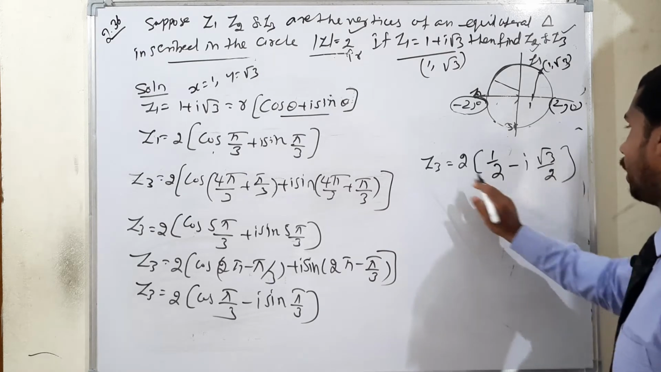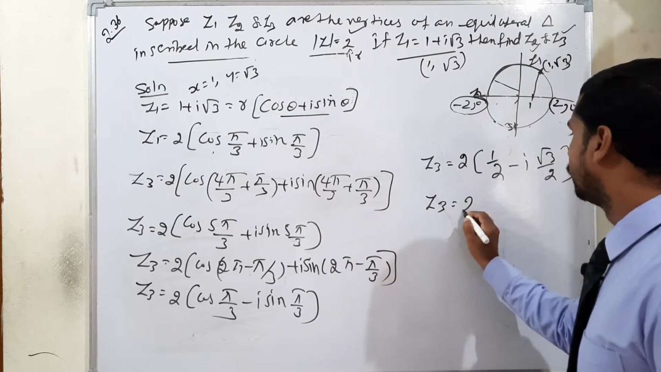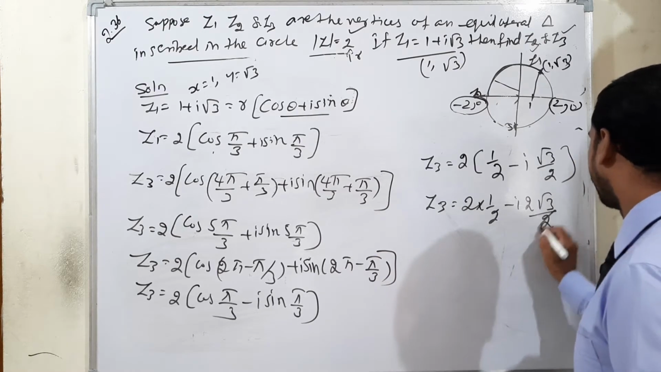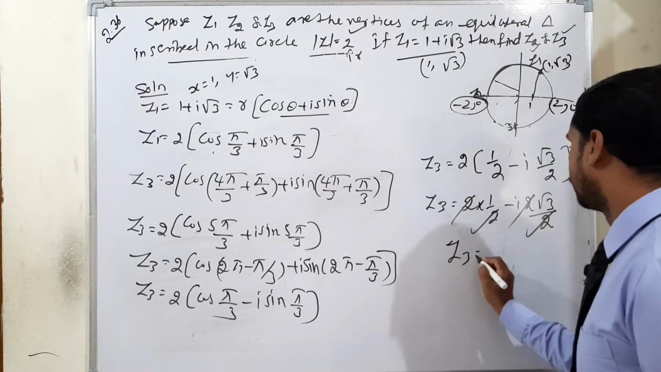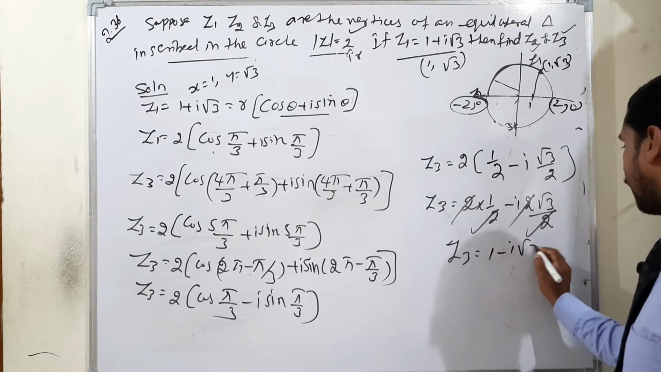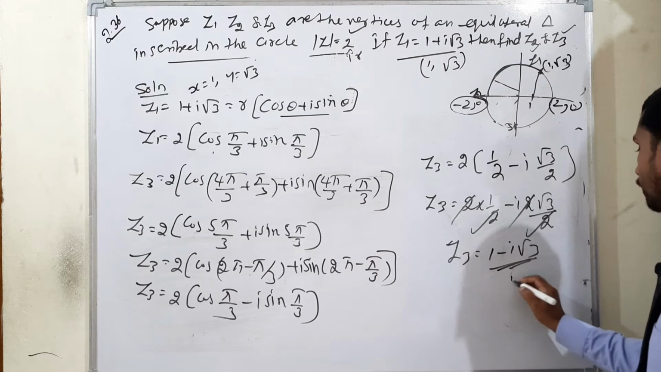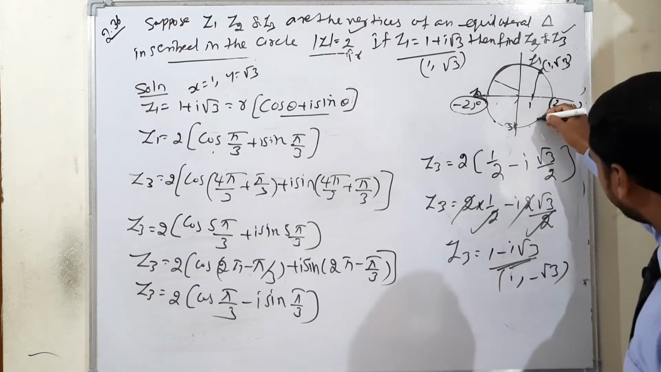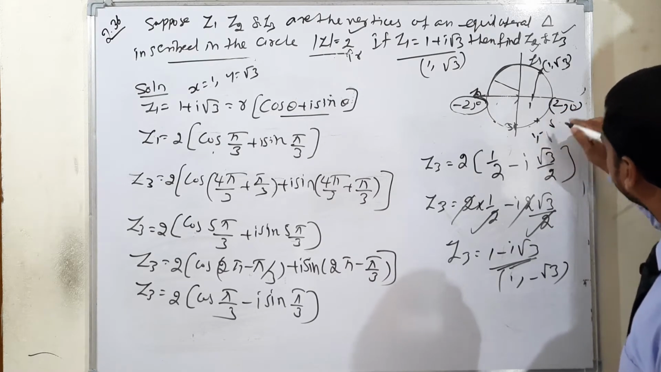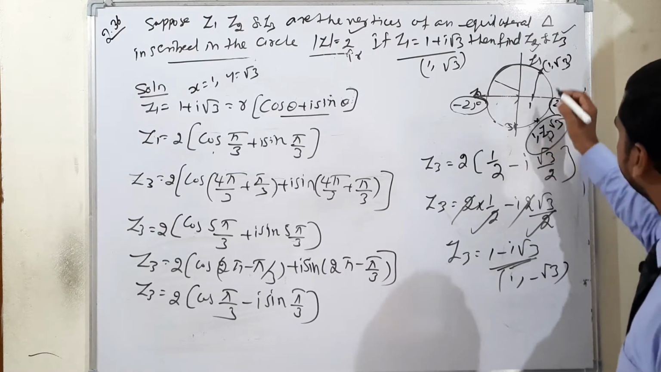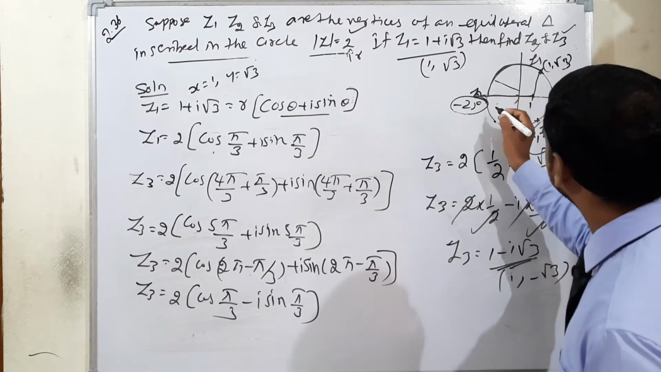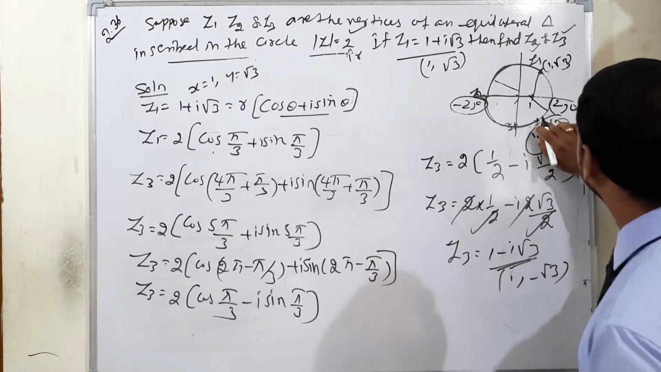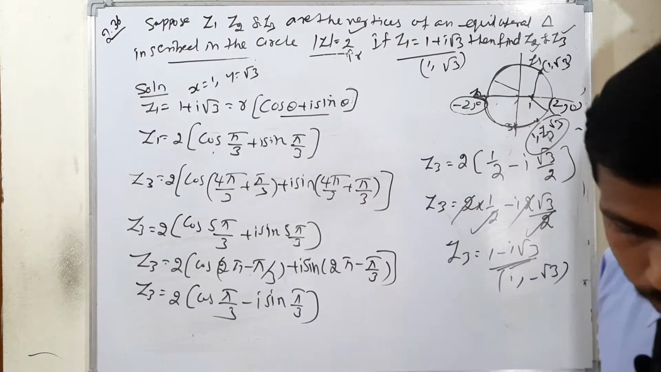Root 3 by 2. Again, each and every time into 2, so Z3 is equal to 2 into 1 by 2 minus i 2 root 3 by 2. Again the 2s cancel, so Z3 is equal to 1 minus i root 3. See, 1 minus i root 3 means what is the coordinate point? 1 comma minus root 3. This is considered for Z3, and this is Z2, isn't it? So definitely it will lie here, isn't it? Now if you make it, I will show clearly. Listen.